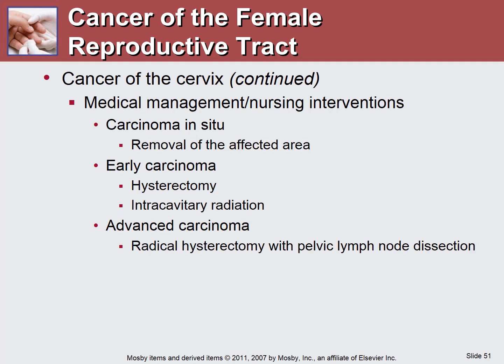So what's the management? Well, it depends how soon they found it, if it's in situ, where that location is, so they can remove it. Early on, they can do hysterectomy. In advanced stage, they can do radical hysterectomy and pelvic lymph node dissection. All right, because if it's advanced stage, it's spread, so they're going to be radical. So they're going to remove the ovaries, the uterus, the fallopian tubes, and then also try to go for the lymph nodes. Next slide.